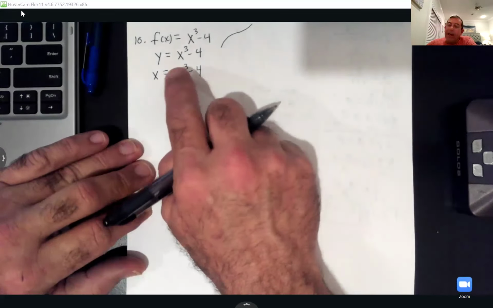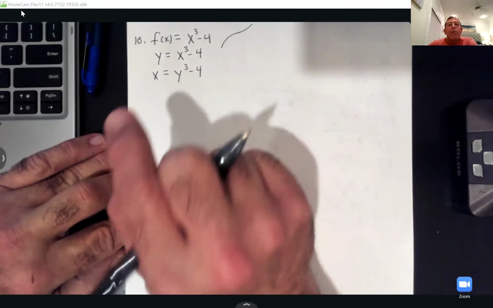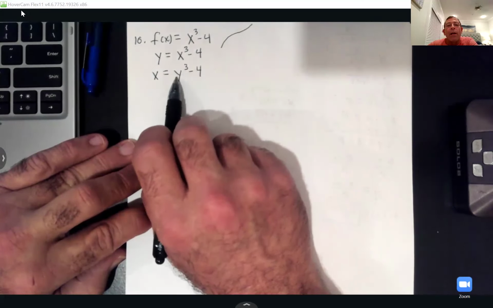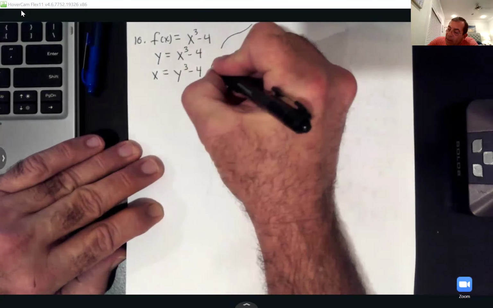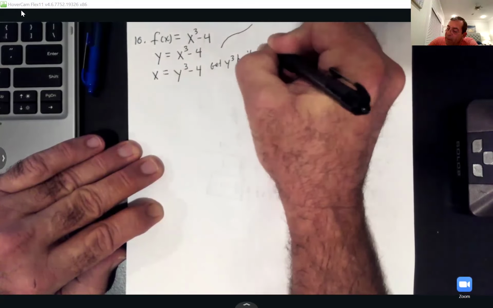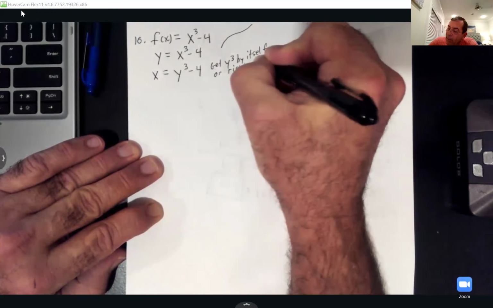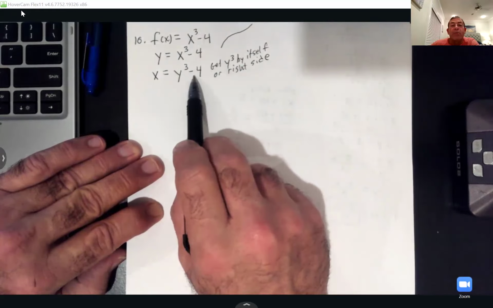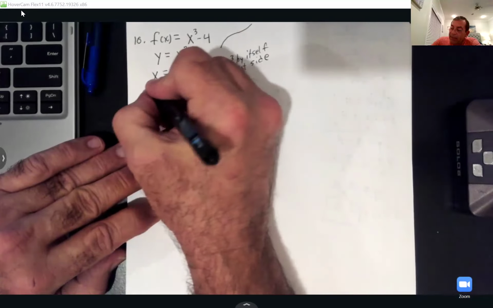So y'all, here's the thing here. Since I got a variable with an exponent, in order to solve this for the y, I need to get this y to the third by itself on the right side. Well, to get this y to the third by itself, this 4 is being subtracted. We're going to come in and add 4 to both sides.